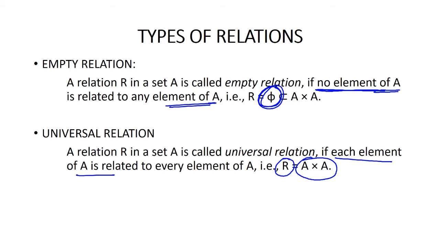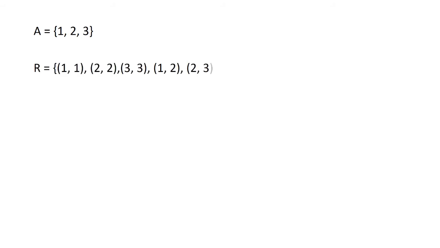In addition to this, there are a few more types of relations which I shall discuss with the help of an example. Let us consider we have a set A which contains 3 elements 1, 2 and 3, and a relation R associated with this set which has 5 ordered pairs. Out of these ordered pairs you will observe these 3 ordered pairs: (1, 1), 1 is related to itself, (2, 2), 2 is related to itself, and (3, 3), 3 is also related to itself. All the elements of A are related to themselves. Such relations are known as reflexive relations.